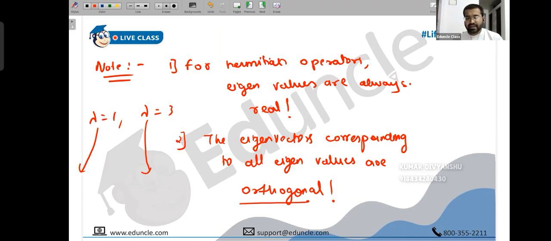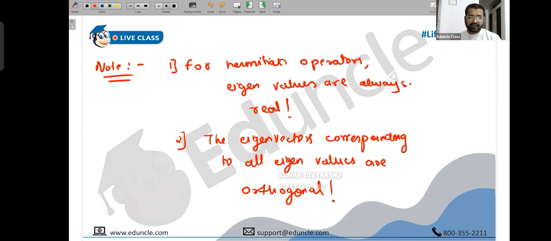Why does it happen? I'm not sure I can give any exclusive proof of it, but by taking an example we can understand. We can take an example, check the eigenvectors, take their products, and see that their product will be 0. That is how we can check. If we take an example later in the second half where we can check this property, no problem.